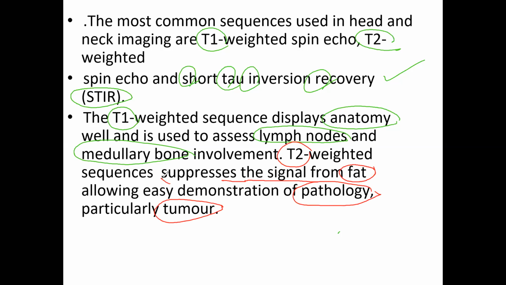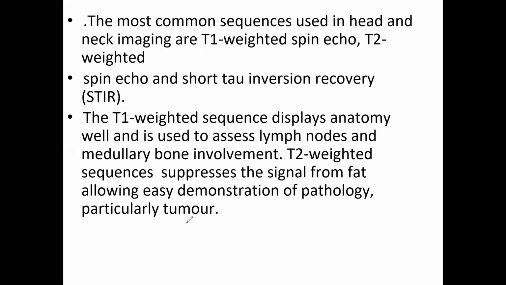It suppresses the signal from the fat. So fat is suppressed, allowing easy demonstration of pathology, particularly the tumor. So keep in mind: T1 is anatomy, lymph nodes, medullary bone. T2 suppresses the signal from the fat for demonstration of pathology and particularly the tumor. I should keep all these things in mind.